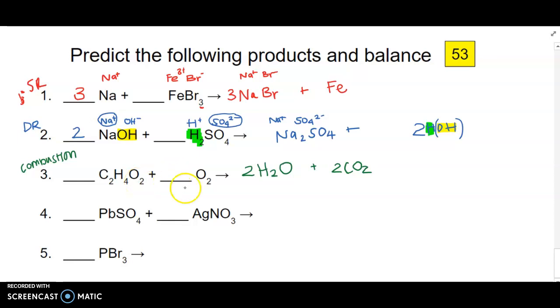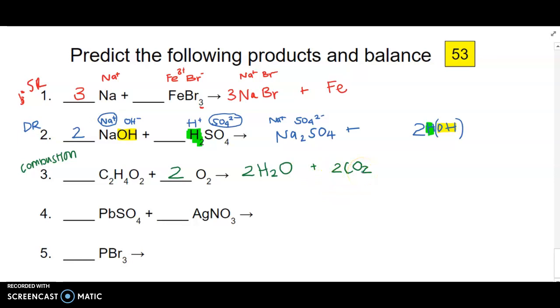Instead, I'm just going to touch this middle one, the O2. I need it to be a 2, so that on the left I have 2 plus 4 is 6, and 2 plus 4 is 6 on the right.